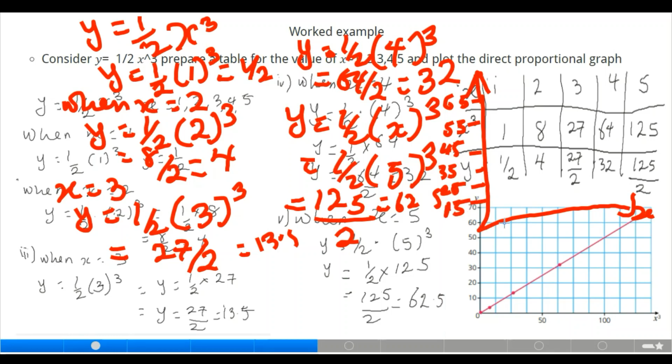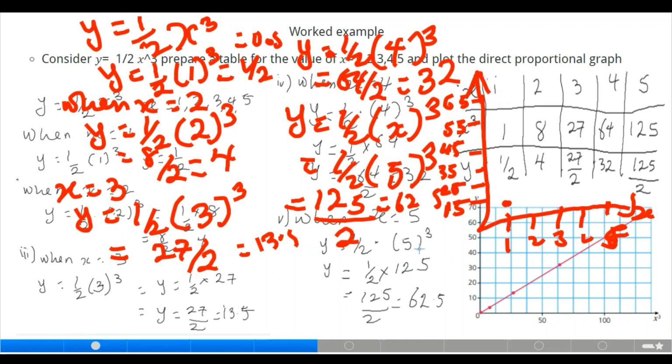Okay, so now for the x value, let's have it from 1 to 5. 1, 2, 3, and 4, and 5. So when x is 1, y is what? 1 over 2. 1 over 2 can be changed to what? 0.5. That's the decimal point. So it's going to fall within the range. When x is 1, y is 1 over 2. So we have this. It's less than 15. Assuming that we are having the normal graph to plot.